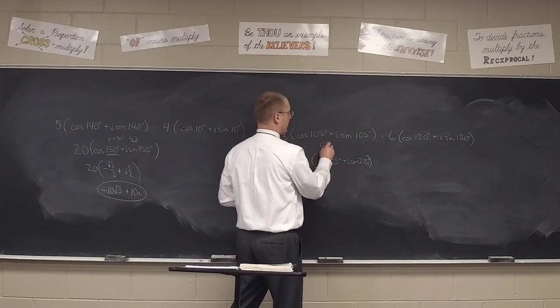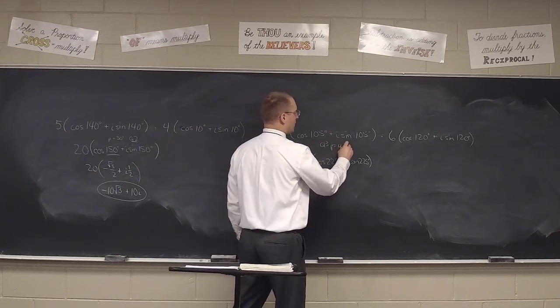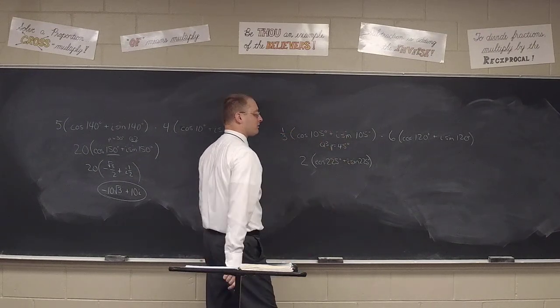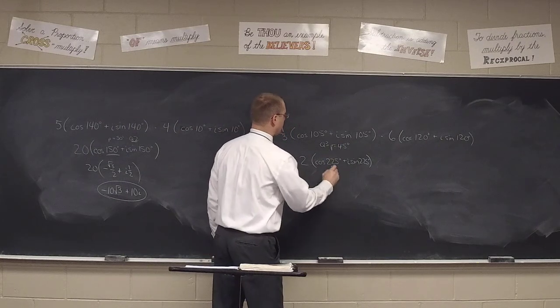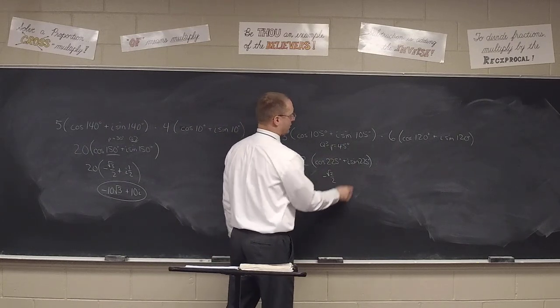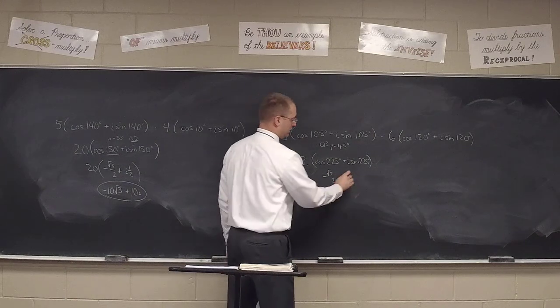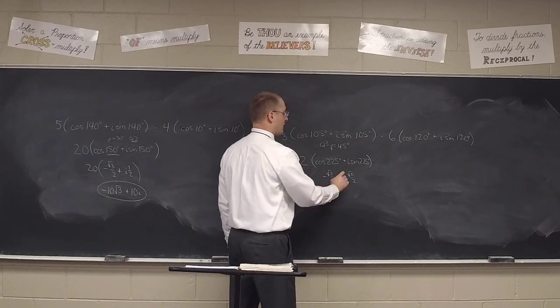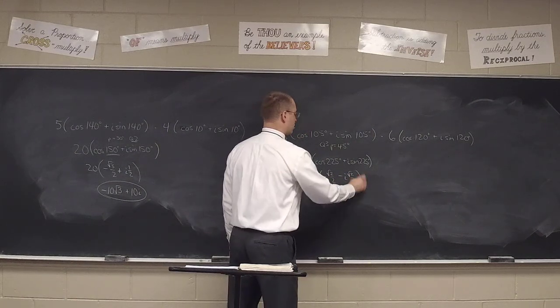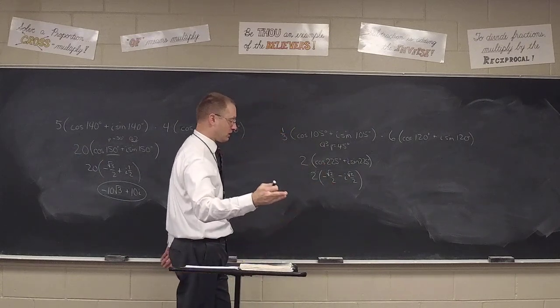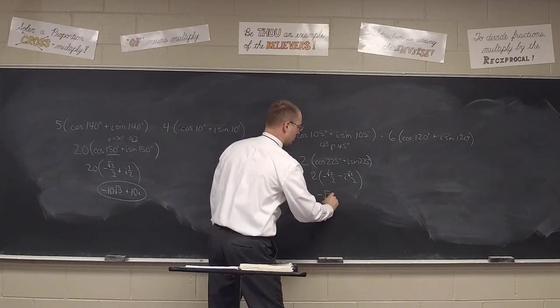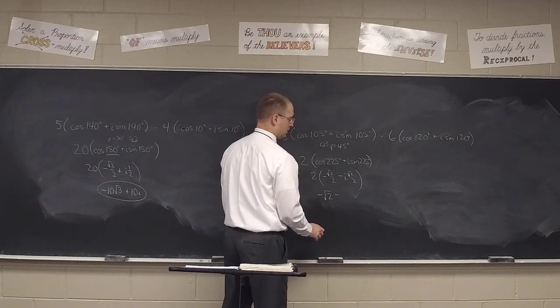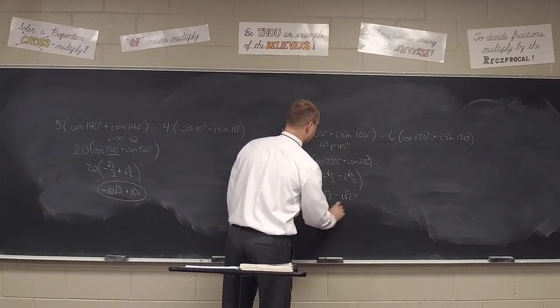And then, of course, once again, we'll say what quadrant is the 225? 3. And the reference angle? 45. And cosine of 45? Root 2 over 2. But in quadrant 3? Negative. And the sine of 45? Root 2 over 2. But in quadrant 3? Negative. And don't lose the i either. We're going to distribute the 2 to all of this to get, Quentin? Negative square root of 2 minus i square root of 2.